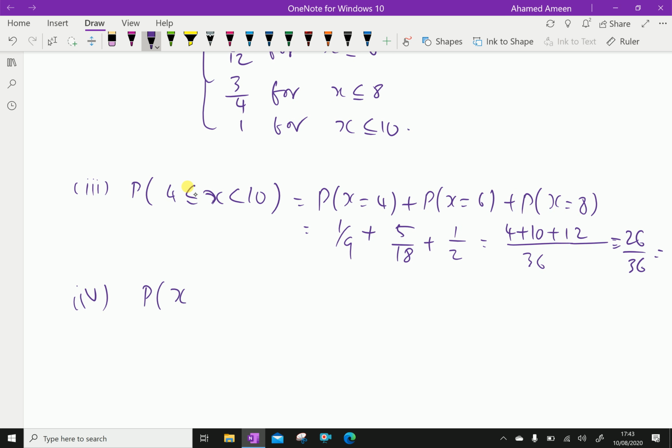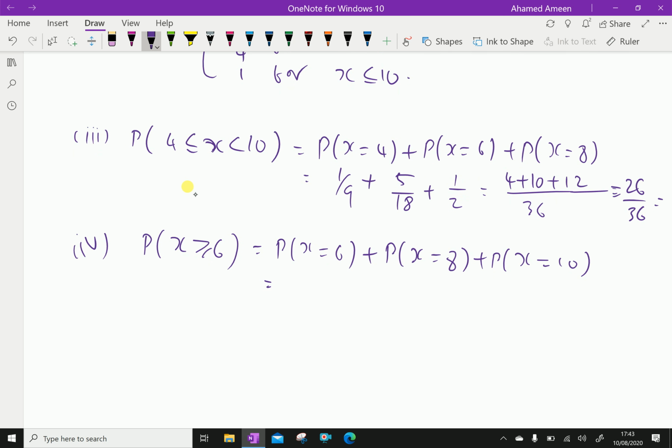The fourth one is P of X greater than or equal to 6. That means P of X equal to 6 plus P of X equal to 8 plus P of X equal to 10, which is 5 over 18 plus 1 over 3 plus 1 over 4. Taking LCM 36: 10 plus 12 plus 9 gives 31 over 36.